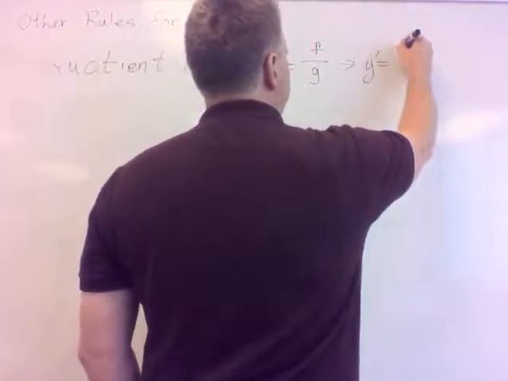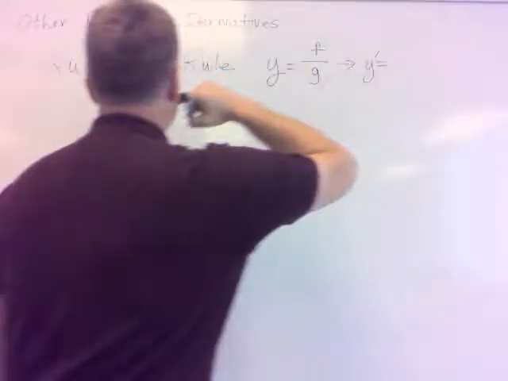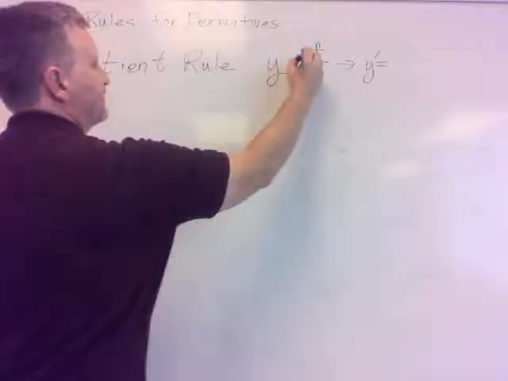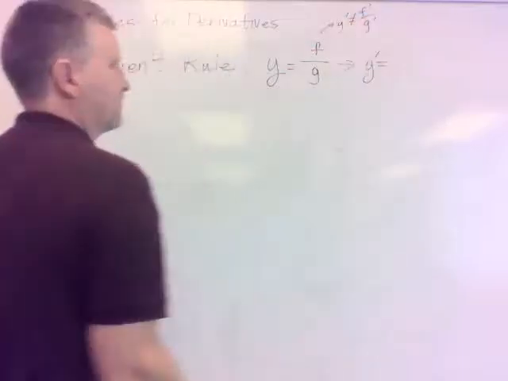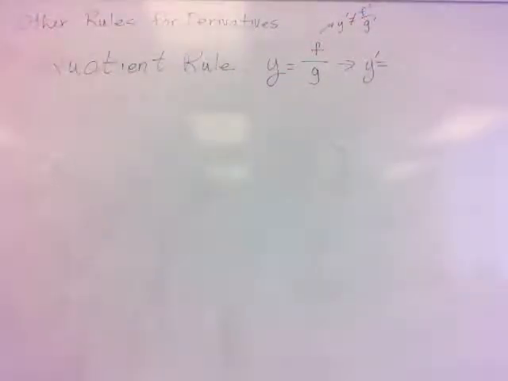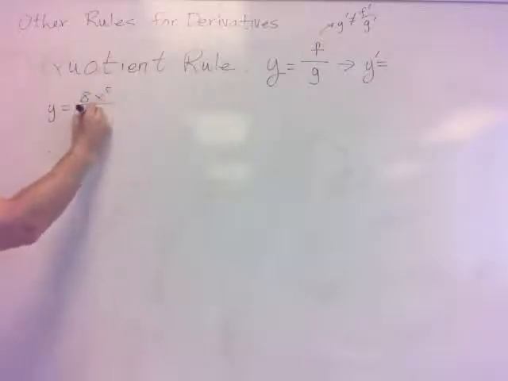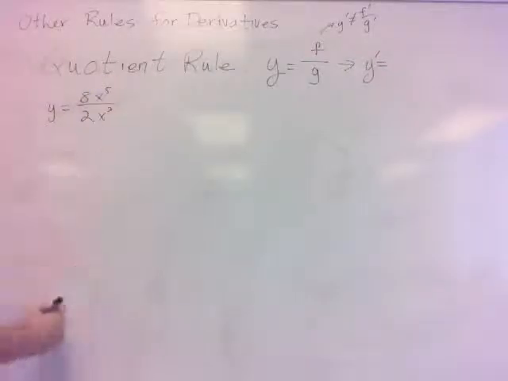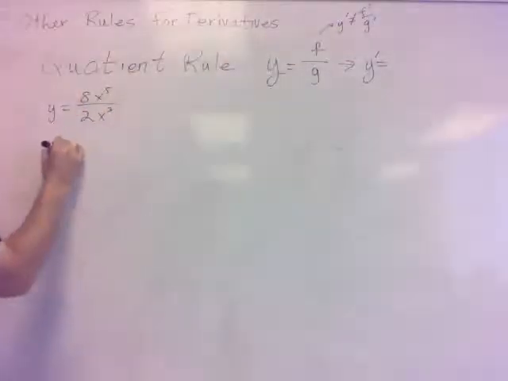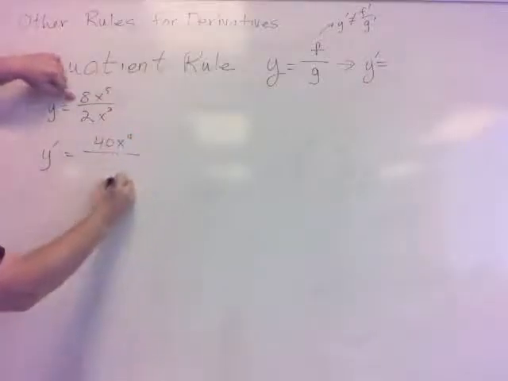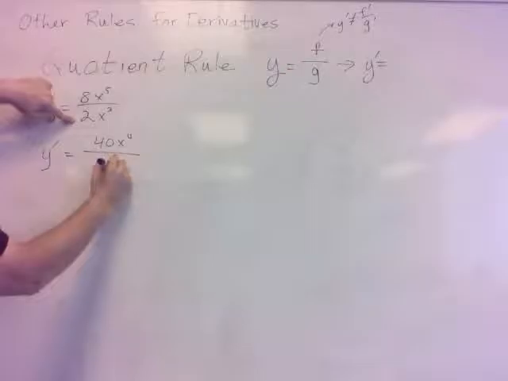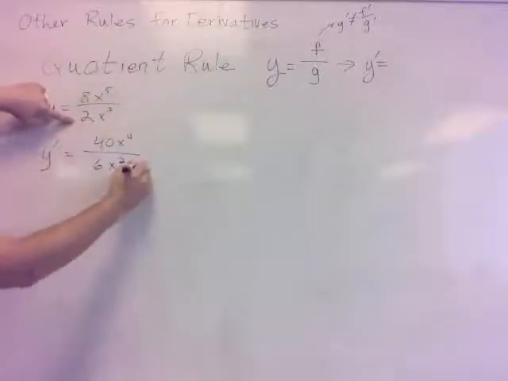Let me just show you that it is not the derivative of the top over the derivative of the bottom. Let's say y equals 8x to the fifth over 2x to the third. If this was true, then the derivative would be 40x to the fourth divided by 6x squared, just the derivative of that over the derivative of that.